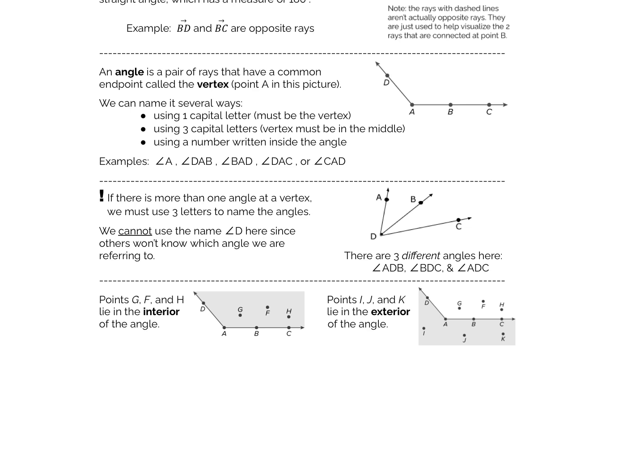Now, interior and exterior, very important that you understand that concept. Points G, F, and H are interior because they lie on the interior of the angle. Points I, J, and K lie on the exterior of the angle, right? So they're outside the angle.